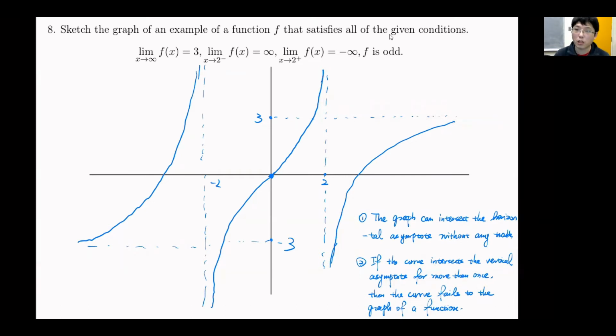Some possible example is simply like this. I can simply supplement a solid dot over here. So this is also considered an intersection. Of course, you might have some other cases.